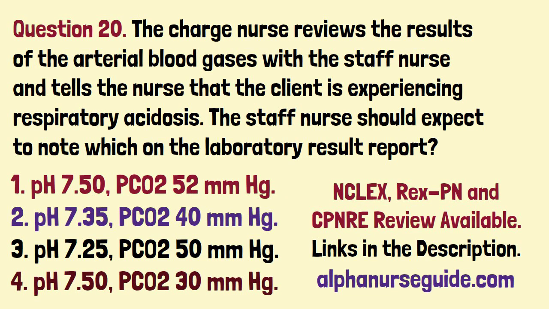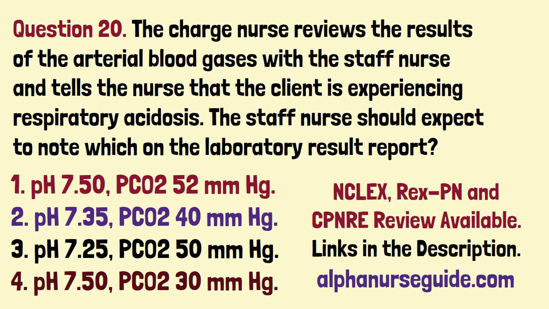Question 20. The charge nurse reviews the results of the arterial blood gases with the staff nurse and tells the nurse that the client is experiencing respiratory acidosis. The staff nurse should expect to note which on the laboratory result report: 1. pH 7.50, PCO2 52. 2. pH 7.35, PCO2 40. 3. pH 7.25, PCO2 50. 4. pH 7.50, PCO2 30. The correct answer is 3.